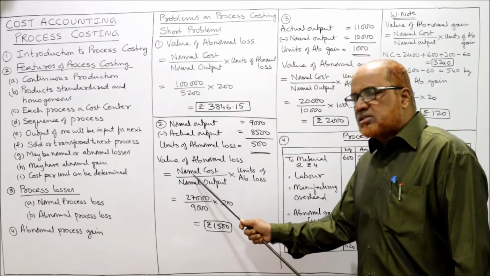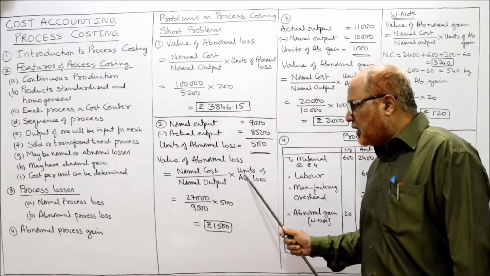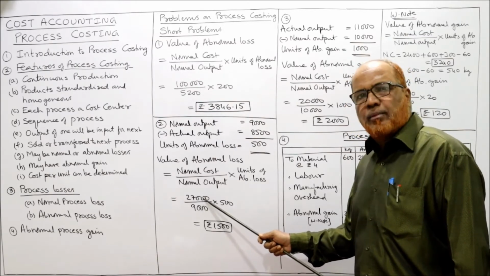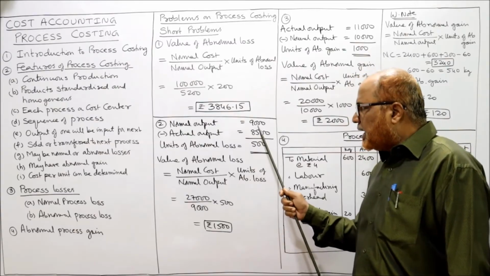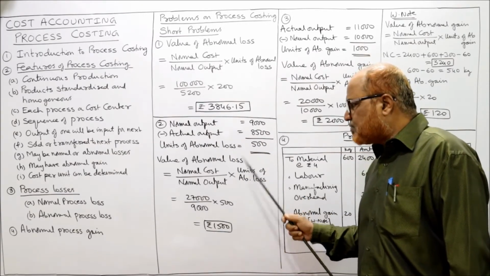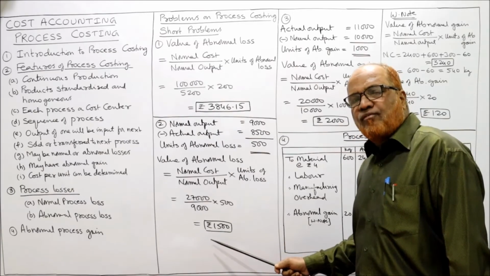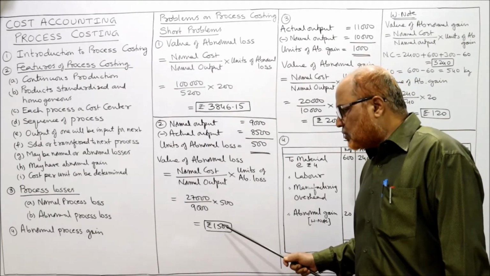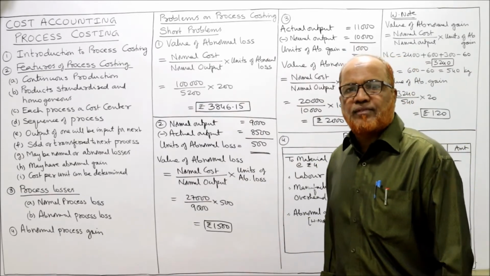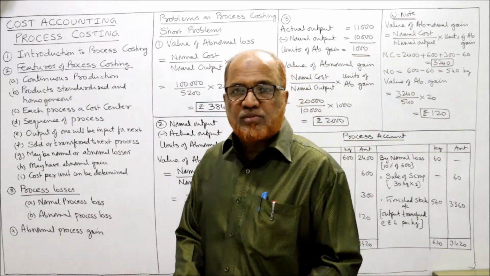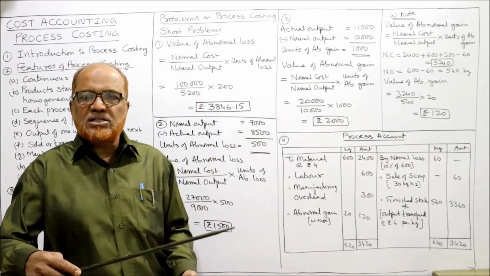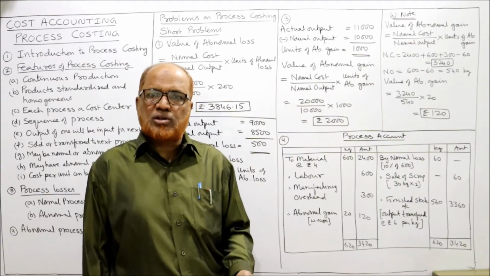Now value of abnormal loss is equal to normal cost by normal output into units of abnormal loss. Normal cost 27,000 given in the problem. Normal output 9000 units into units of abnormal loss 500. So what is the value of abnormal loss? 1500 is the value of abnormal loss. Now 2 problems we have completed. Now see the third problem. It's a short problem. Only practice how to calculate the value of abnormal loss.